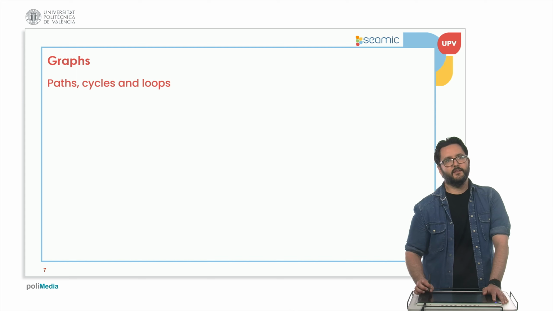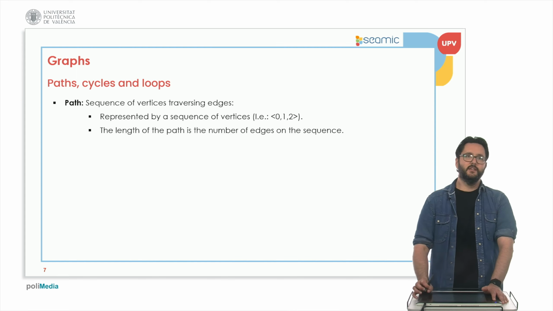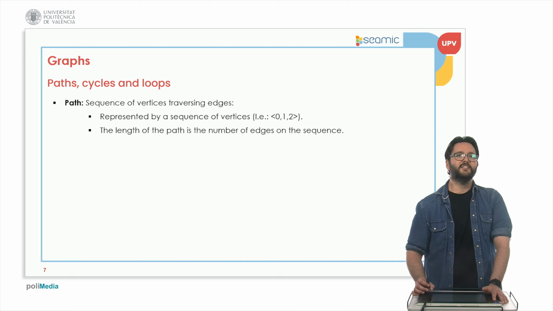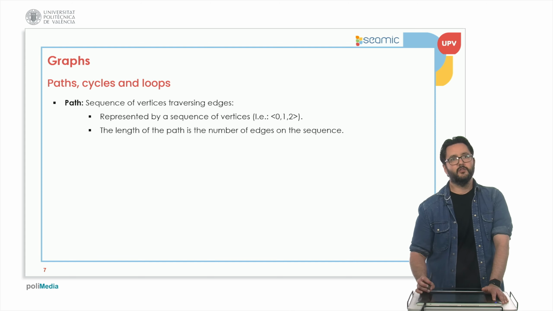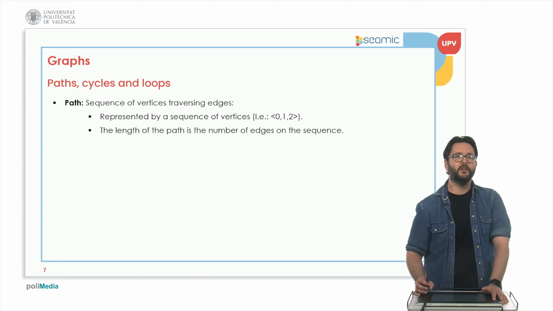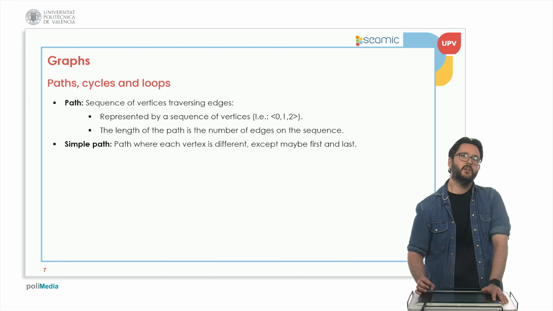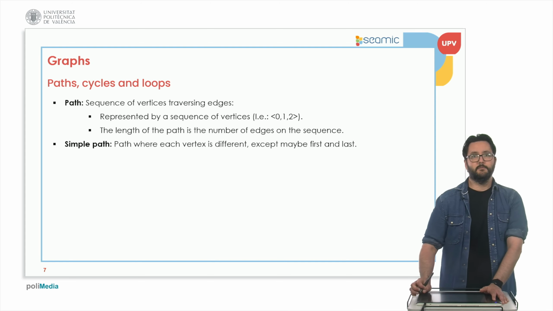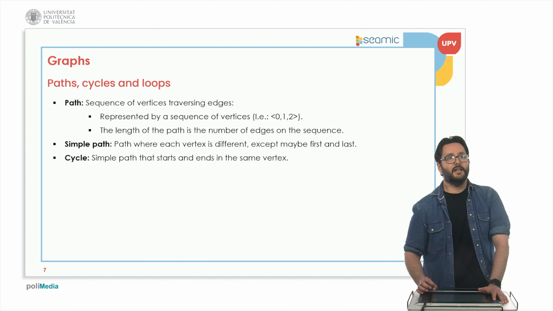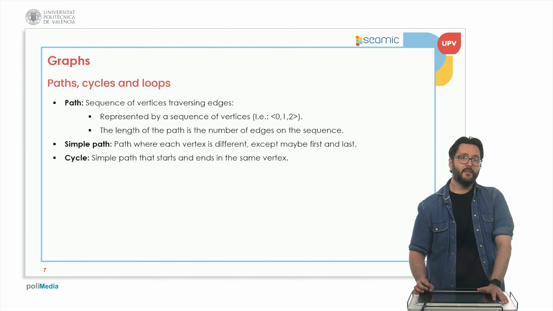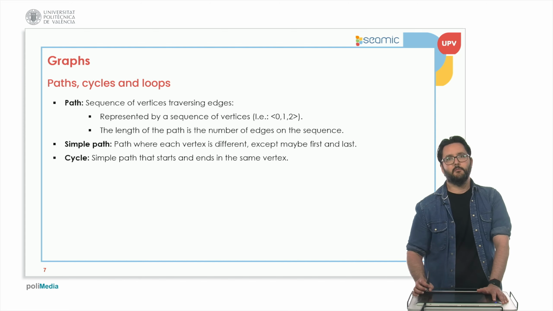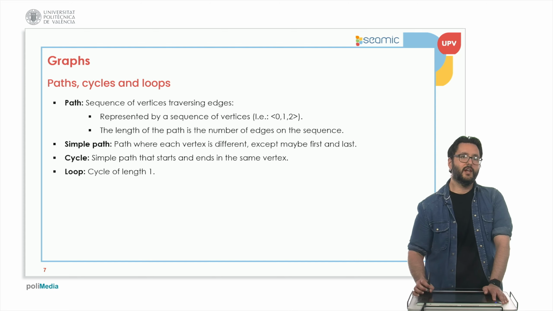Let's talk about paths, cycles, and loops. A path is a sequence of vertices traversing edges. This is represented by a sequence of vertices, and we can talk about the length of the path, that is the number of edges in the sequence. A simple path is a path where each vertex is different, except maybe first and last. And a cycle is a simple path that starts and ends in the same vertex. We have also loops that are cycles of length 1, that contain only one edge.